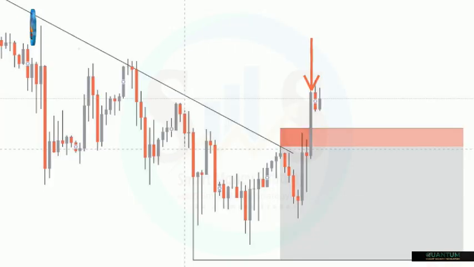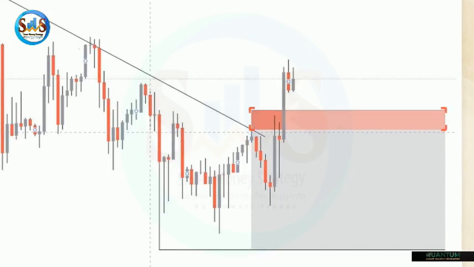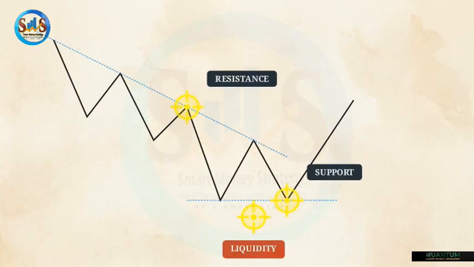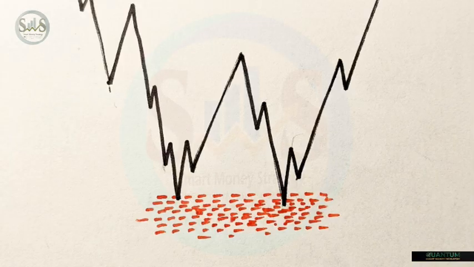A breakout above this trend line triggers buy-stop orders from retail traders. The algorithm uses that buying momentum to fill its own sell orders before price reverses. The patterns most traders are taught to look for, support, resistance, and trend lines, act as markers for the liquidity required to fuel institutional moves.